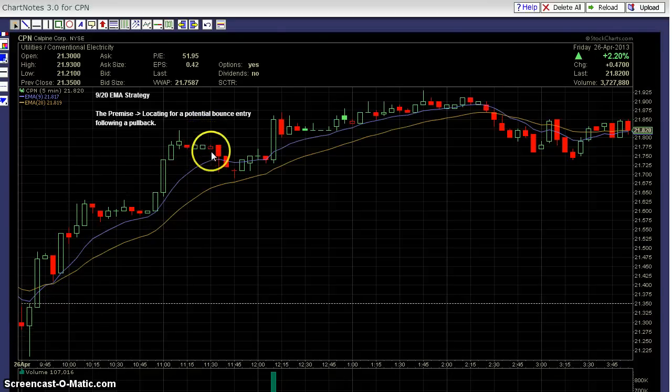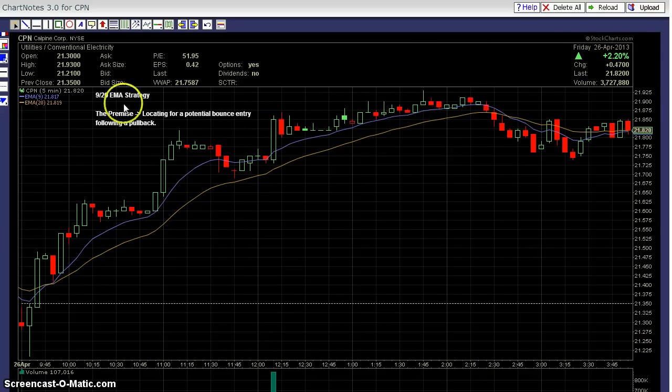And then of course it's going to pull back. Of course, you've got fresh shorts, profit takers. Maybe it's hit a moving average on a daily chart. Regardless, it's going to pull back. And the thing about this 920 is you're determining, based on a set of rules, if there's an opportunity for you to get in on an entry and ride it up for another round.